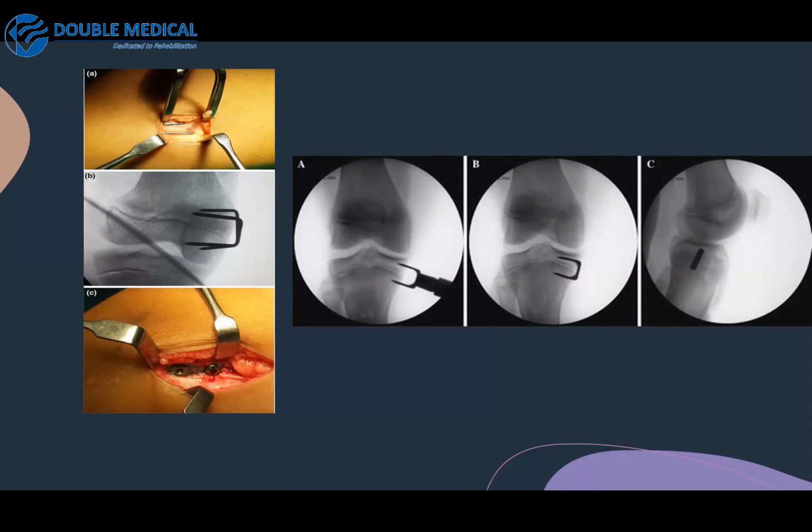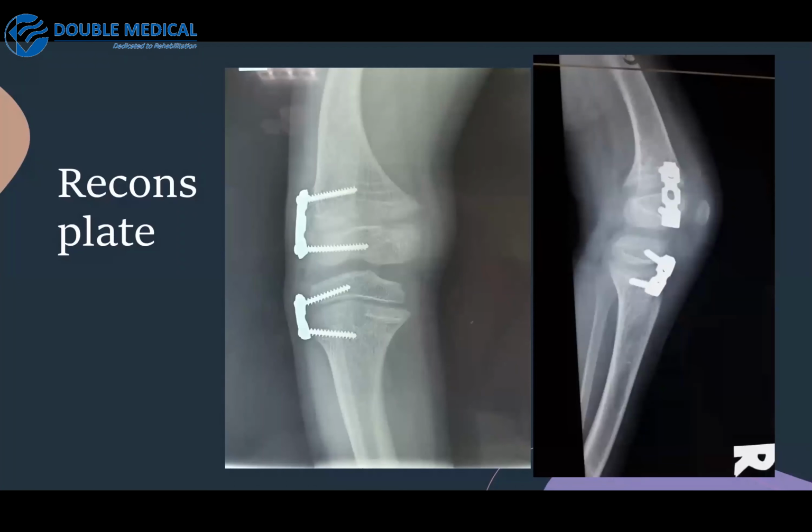Okay, this is a recon plate that I used for my patient before, because the patient could not afford an 8 plate, so we used a recon plate instead.